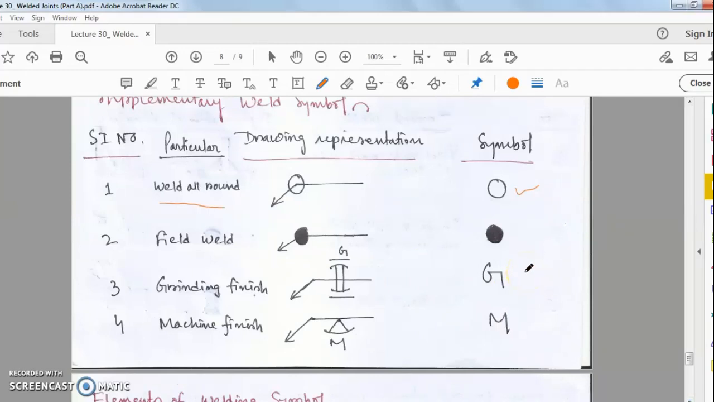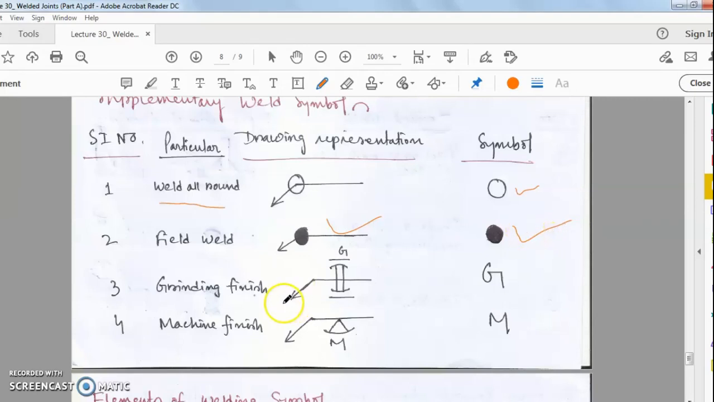Field weld means if you require a joint in the field, that is, where the plant is under construction, at the site place only, then that will be the field weld. The difference is that the whole portion of the circle is made dark. Okay, so this is the symbol.